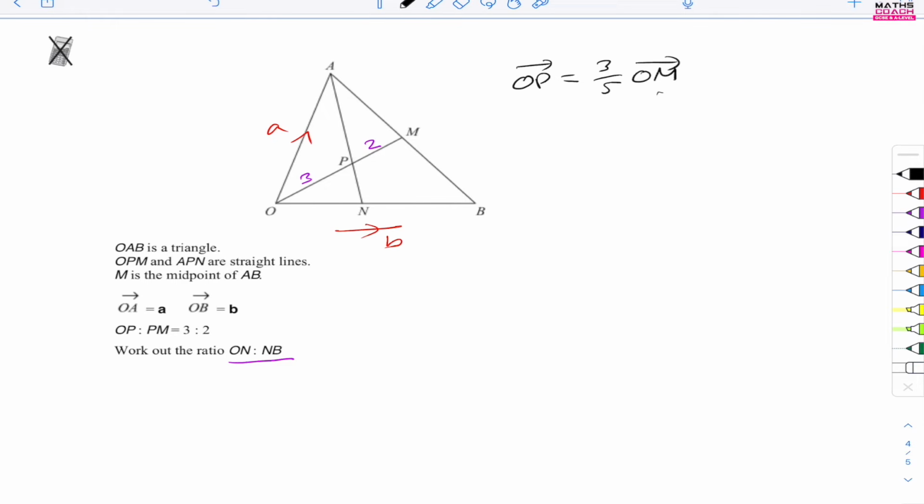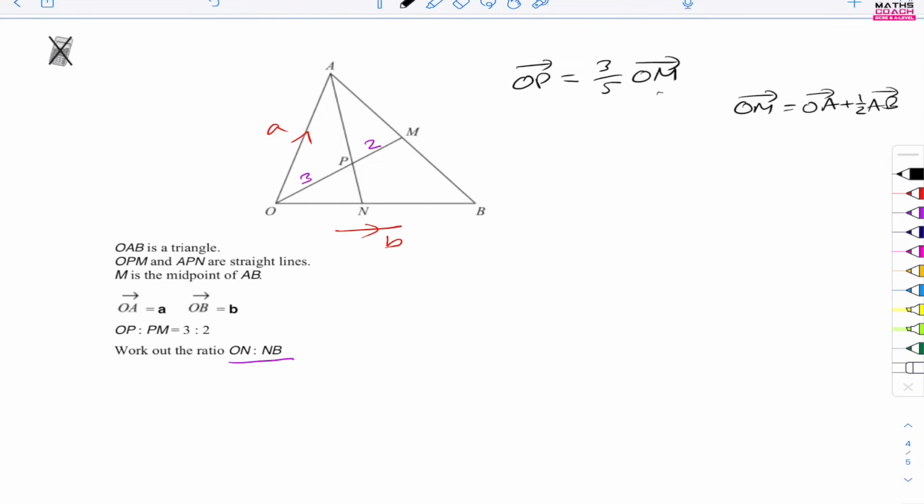Okay, and again, we're going to need to find O to M separately. We can go O to A, and we know that A to M is half of A to B. Why? Because we're told that M is the midpoint. So let's write that down for now. So we're going to go O to A plus a half of A to B, which is A to M.